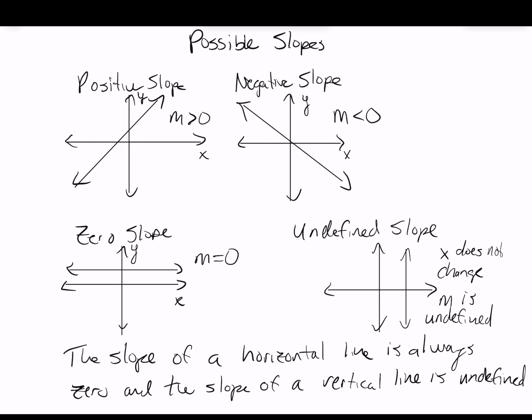So again, the slope of a horizontal line is always 0, and the slope of a vertical line is always undefined. Positive slope rises from left to right. Negative slope falls from left to right. Let's do another example.